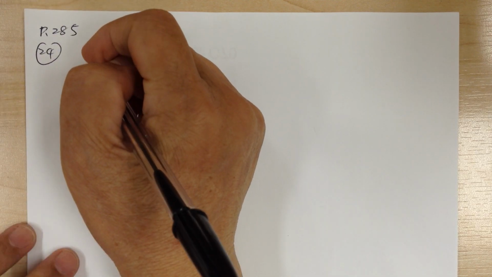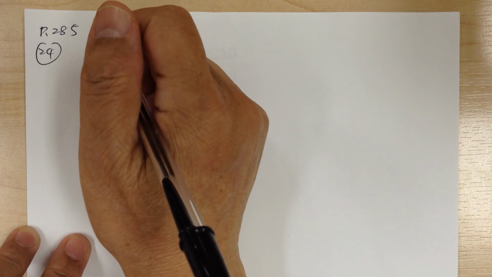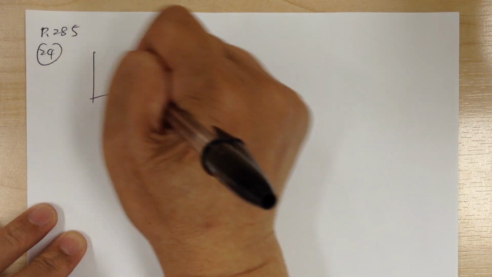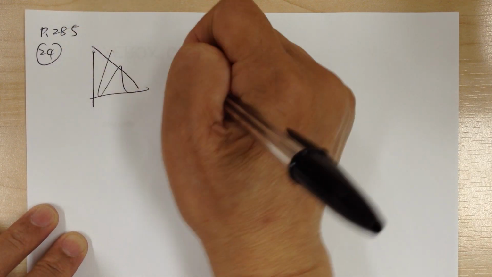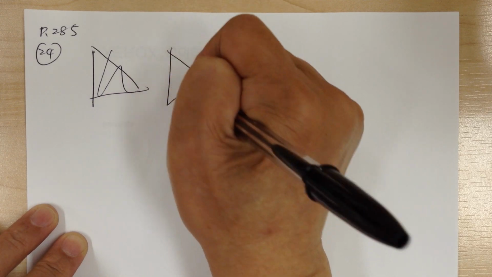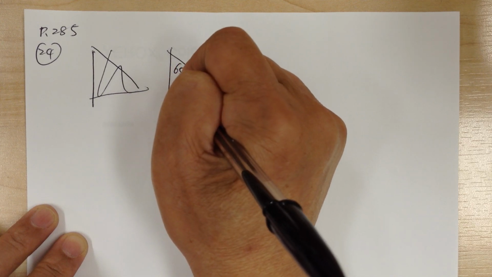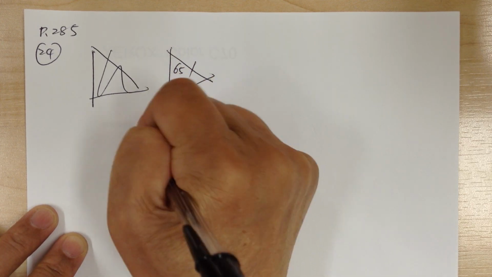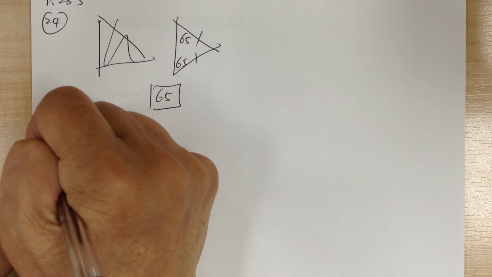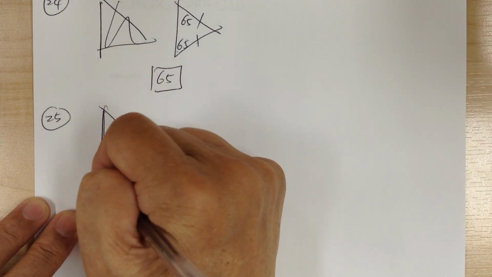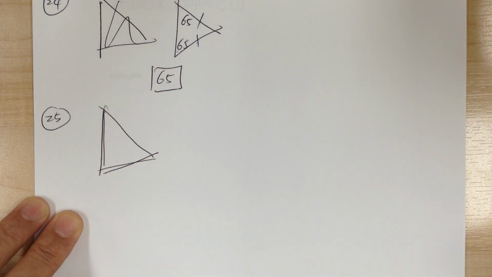Let's go to 24. Find the value of x. The answer is very obvious. If you look at the triangle, these two angles are facing congruent angles, so it would be 65. So the answer is just 65. Okay, triangles are kind of bad.